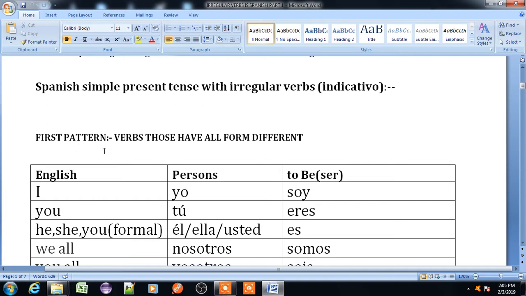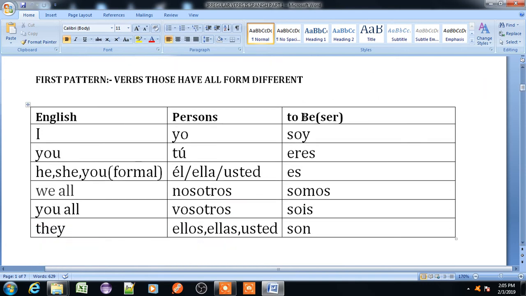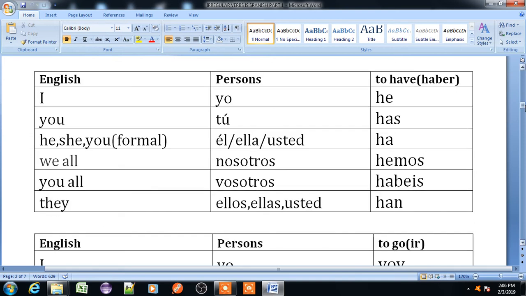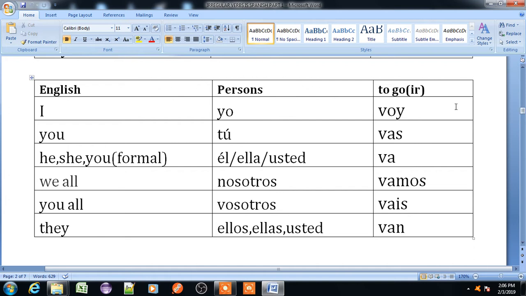The first pattern is verbs that have all forms different, meaning the verb form is different for every person. For example, ser, to be. The conjugation of ser is soy, eres, es, somos, sois and son. The second verb in this category is estar: estoy, estás, está, estamos, estáis and están. The third is haber, to have: he, has, ha, hemos, habéis and han. Next is ir, to go, where all conjugations are different: voy, vas, va, vamos, vais and van.